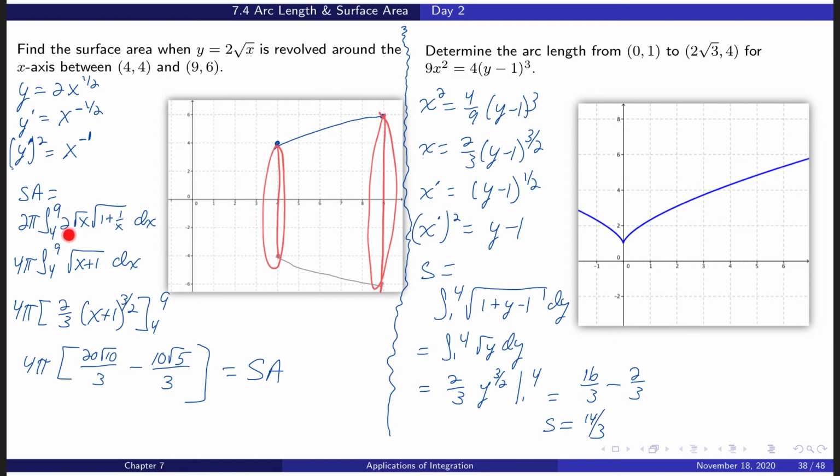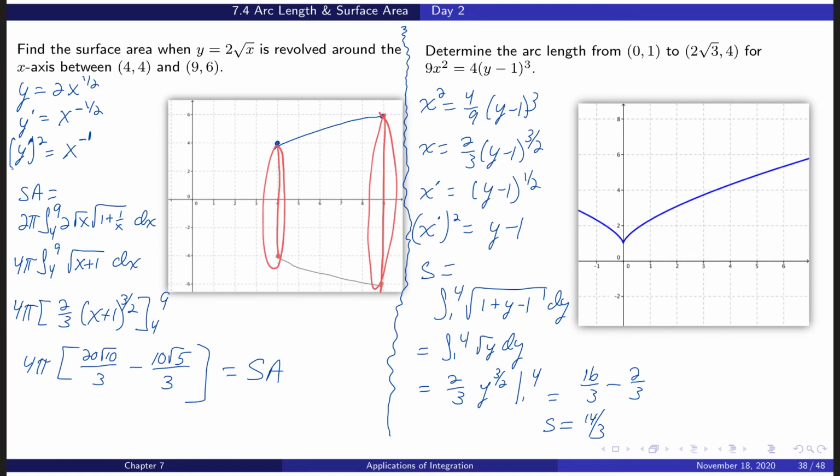So 2 root x. The second part of the formula, take your function, take the derivative, square the derivative, and you wind up with x to the negative 1. So it's the square root of 1 plus 1 over x. 1 plus the derivative squared produces 1 plus 1 over x. Distributing the root x inside the second square root produces the square root of x plus 1, and the antiderivative of that is this statement here. Substituting in our x values 4 and 9, we get this quantity for the surface area. Again, that's an exact answer. I don't know that you need to simplify it any further than that.